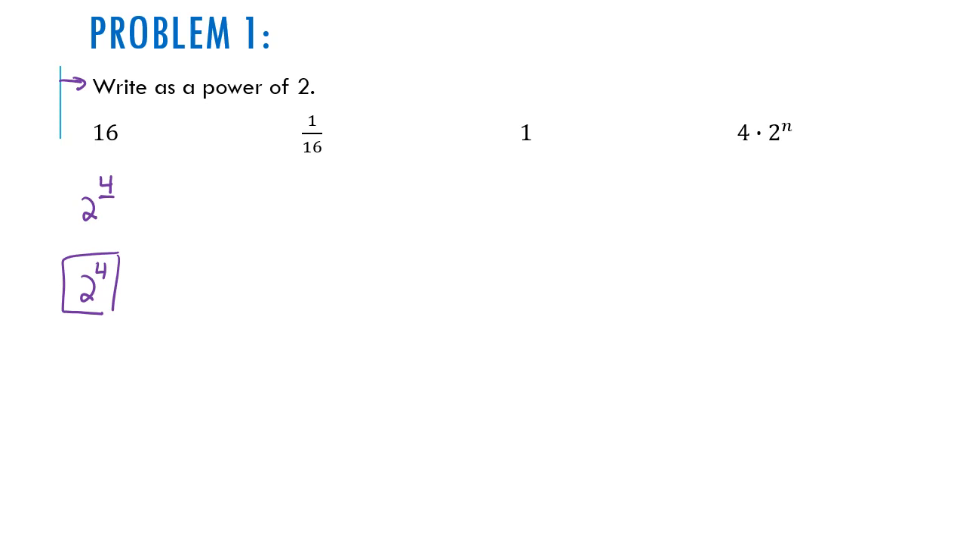We have 1 over 16. Well, that's fine. We know that 16 is really 2 to the fourth, so now it's just 1 over 2 to the fourth. But it is currently not a power of 2 because it's in the denominator. So I want to move it to the numerator. I'm going to take this 2 to the fourth and move it to the top. Remember, when I shift the position, I'm using that negative exponent property, which would turn that into a negative 4 as an exponent.